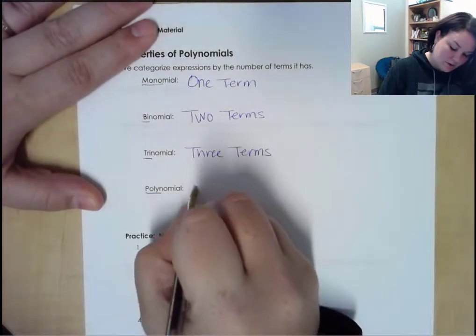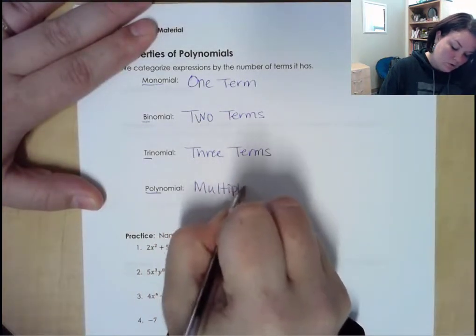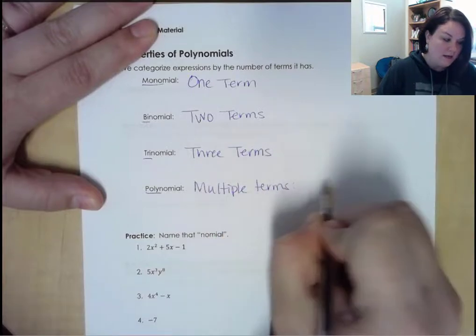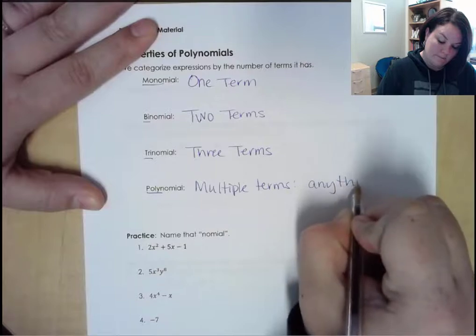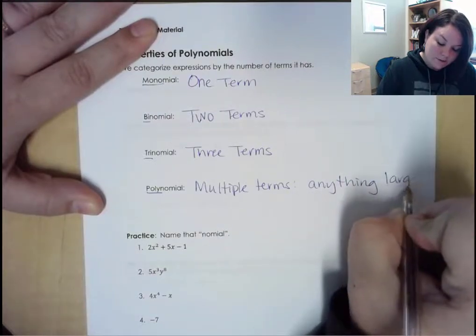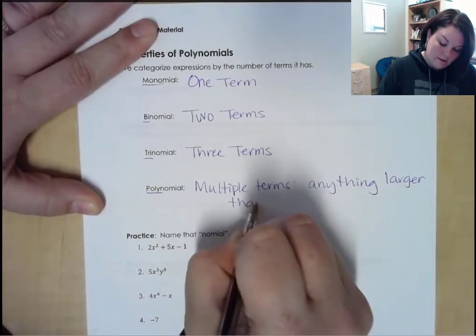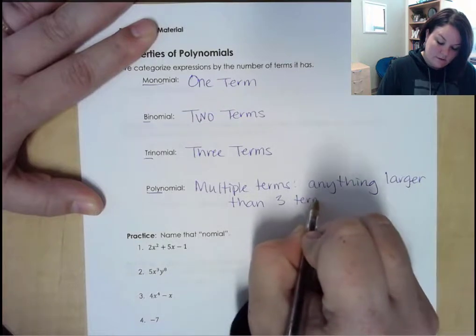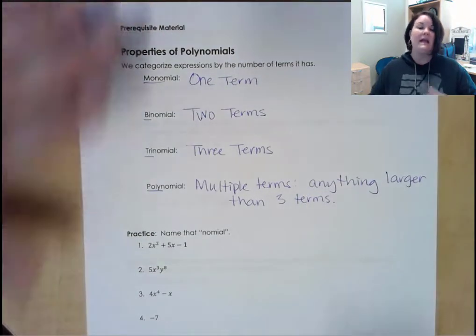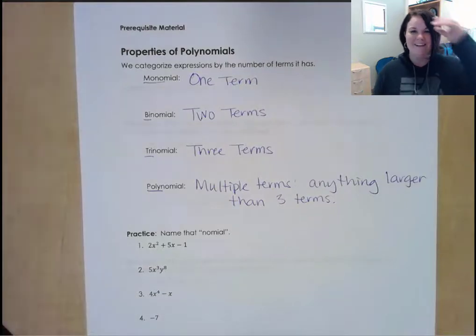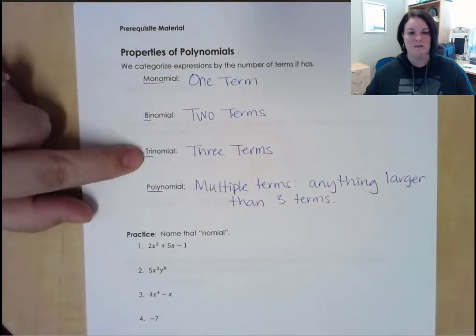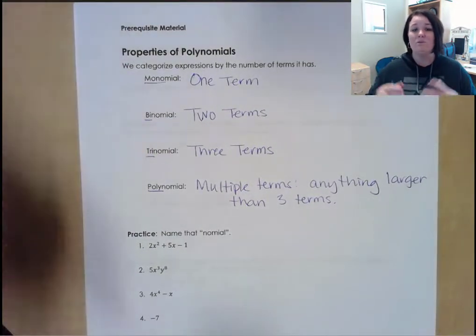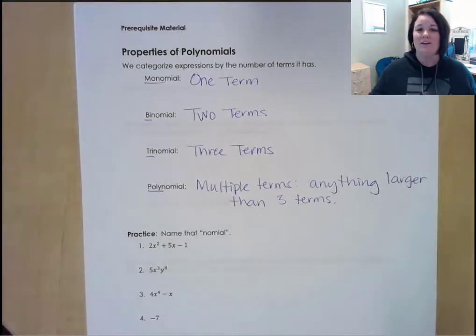So this is for, let's write here, multiple terms. And this is basically anything larger than three terms, okay? Any nomial can be called a polynomial. That's kind of our generic term, but we do have these specific ones that you'll see in your homework. It'll say multiply the two binomials, or whatnot.